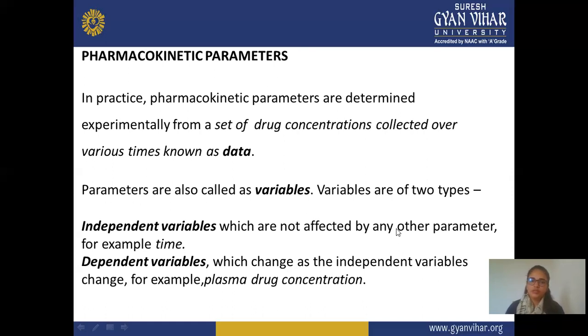Next are dependent variables. A dependent variable changes as the independent variable changes, for example plasma drug concentration. It changes with the independent variable, meaning the independent variable is responsible for the changes in it. So the dependent variable is plasma drug concentration, and it is dependent on time, the independent variable. These are the two variables: independent is time and dependent is plasma drug concentration.